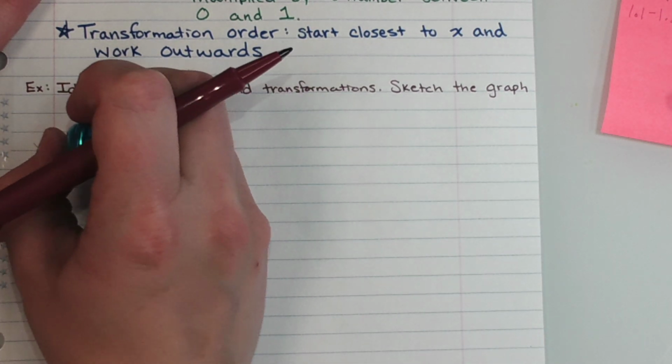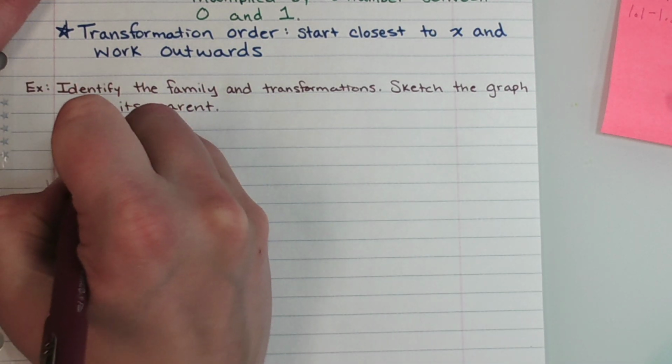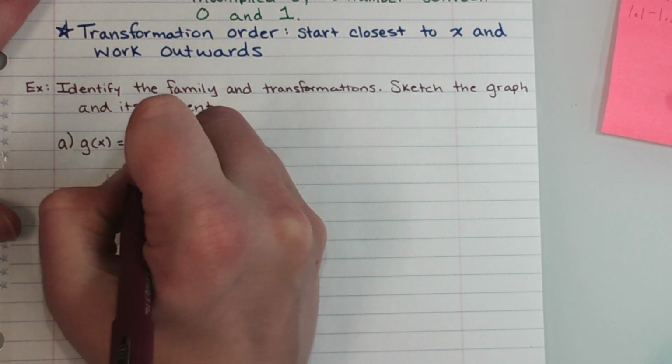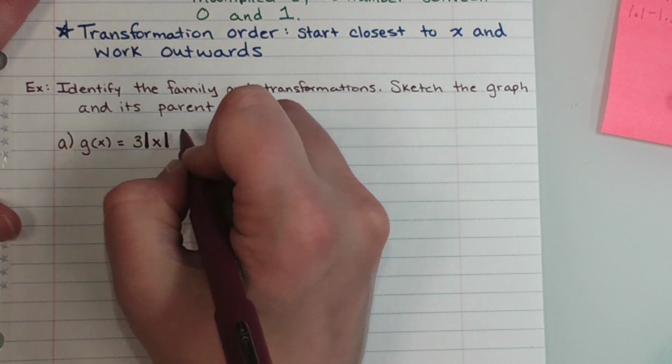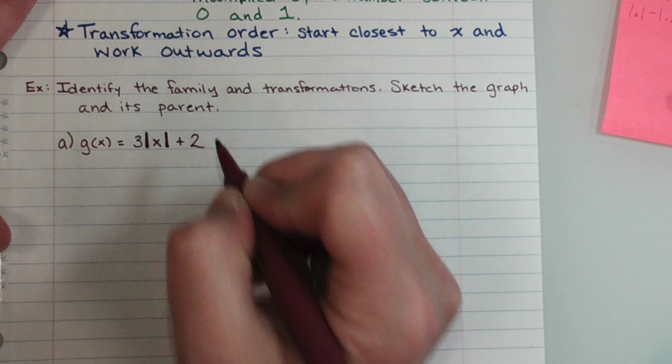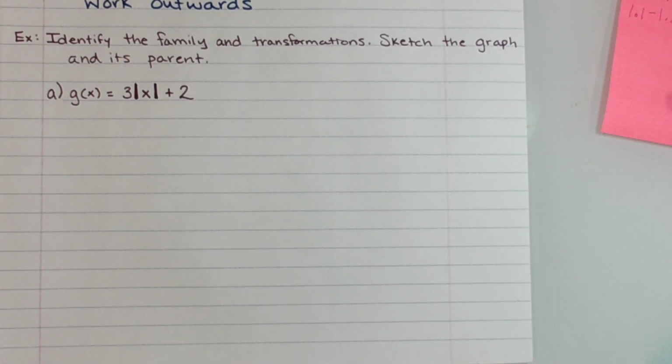Oh my goodness, I'm getting ahead of myself. I'm going to start you with the problem. g of x is equal to 3 times the absolute value of x, plus 2. What family is this in? The absolute value family.